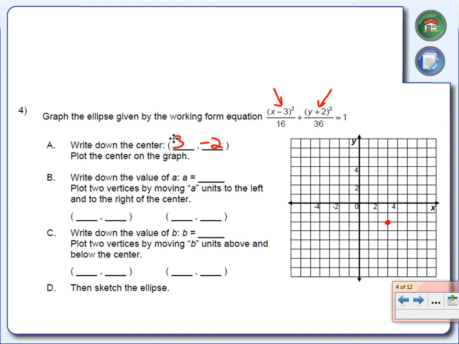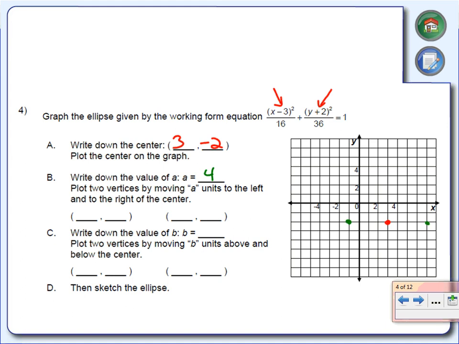Now what I need to do is find the value of A. We need to find the horizontal distance. Can you tell me what that horizontal distance would be? 4. All it is is the square root of 16. So what I need to do now is move 4 to the right and 4 to the left from my center. So that's what I'm going to do. 1, 2, 3, 4 to the right. 1, 2, 3, 4 to the left.